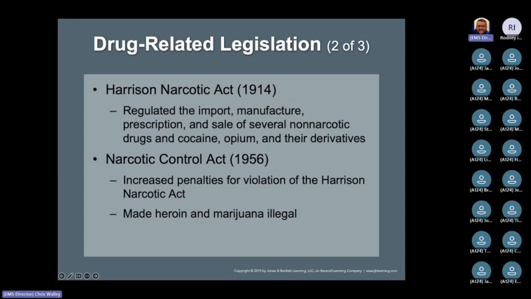You have your Narcotic Act of 1956. It did increase the penalties when people violated that Harrison Narcotic Act. That's where your ATF and all these started to come from, because of the alcohol, the prohibition, and all that stuff. They had to have these acts come around, and at this particular act, heroin was made illegal to have, and it outlawed the acquisition and transportation of marijuana.